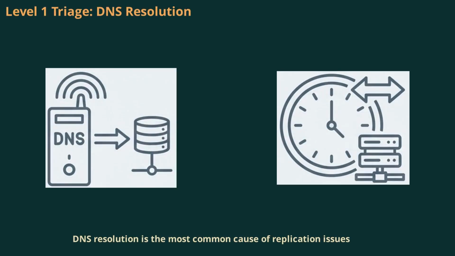DNS resolution is the most common cause of replication issues. If a domain controller cannot resolve its partner's name to an IP address, replication cannot proceed. Confirm that SRV, CNAME, and A records are registered and resolvable. Use tools like DCDiag, Ping, NSLookup, and Tracert to verify name resolution and network connectivity between domain controllers.